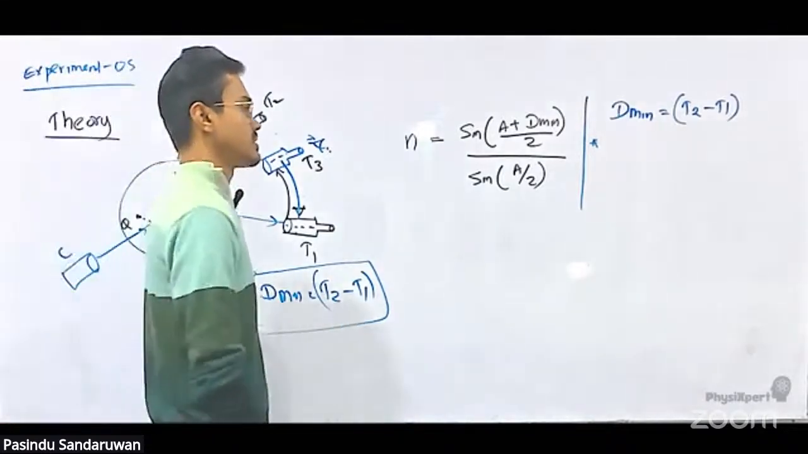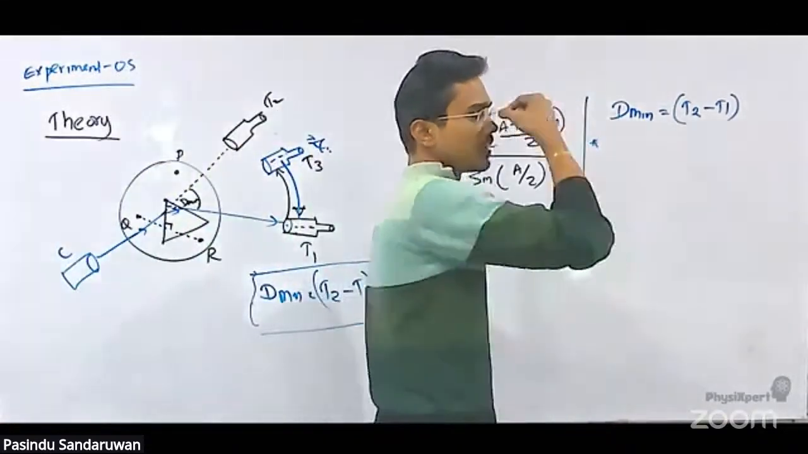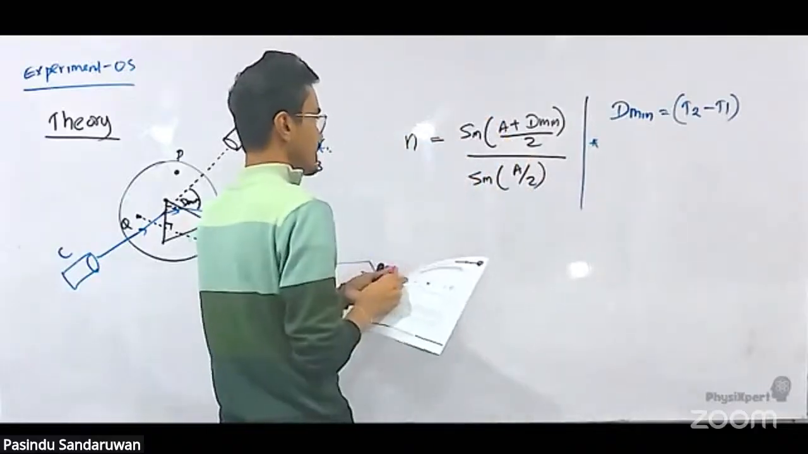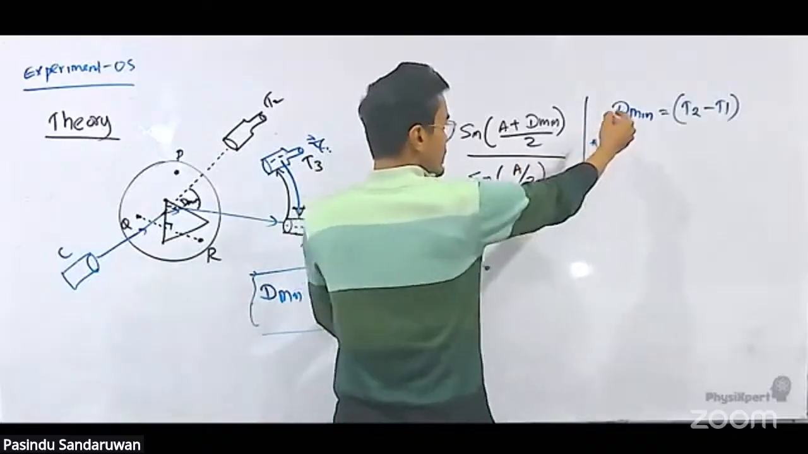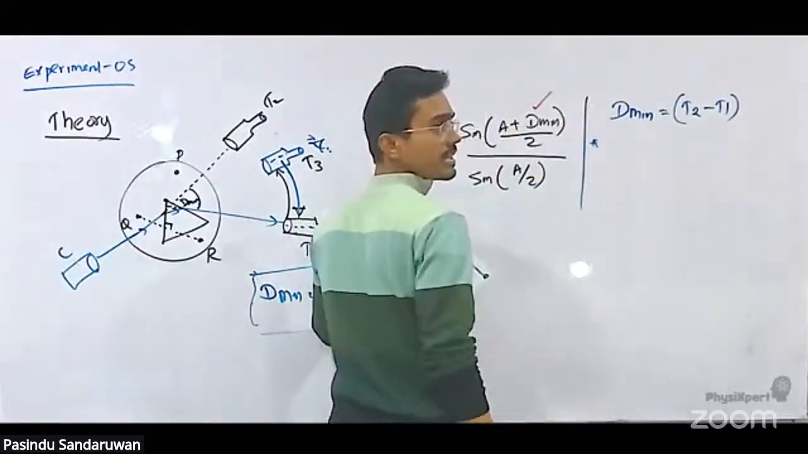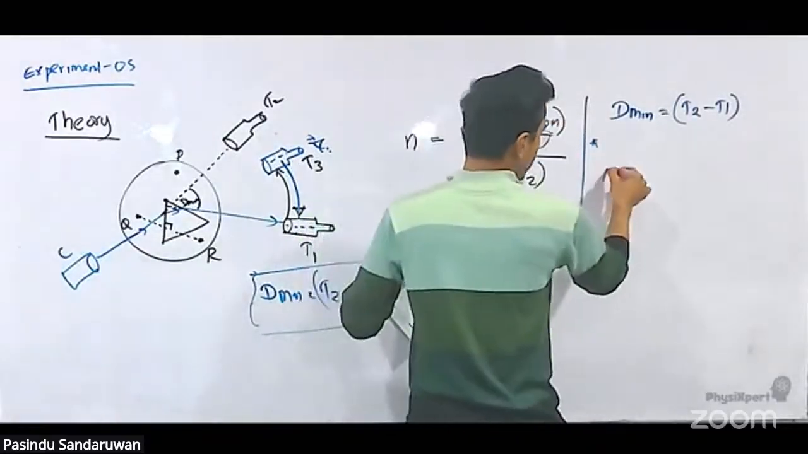Right. Listen. What about A in the equation? Now D min is known from this. D min is known. What about A?